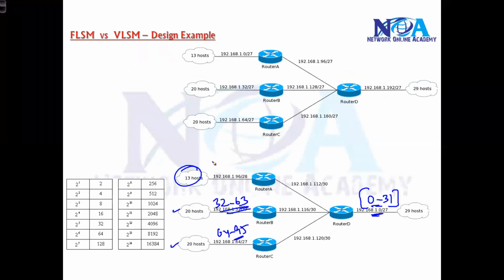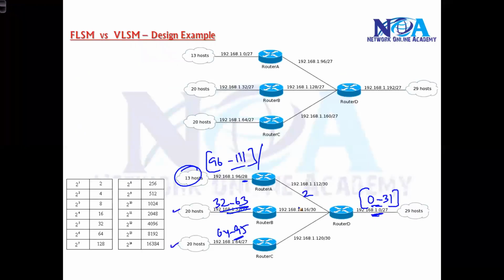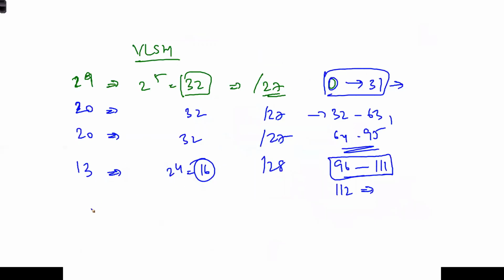Which means we are allocating from 96 to 111 here with a block of /28. You can see /28 written here. And from 112, now here you can see the requirement. We just have two addresses.